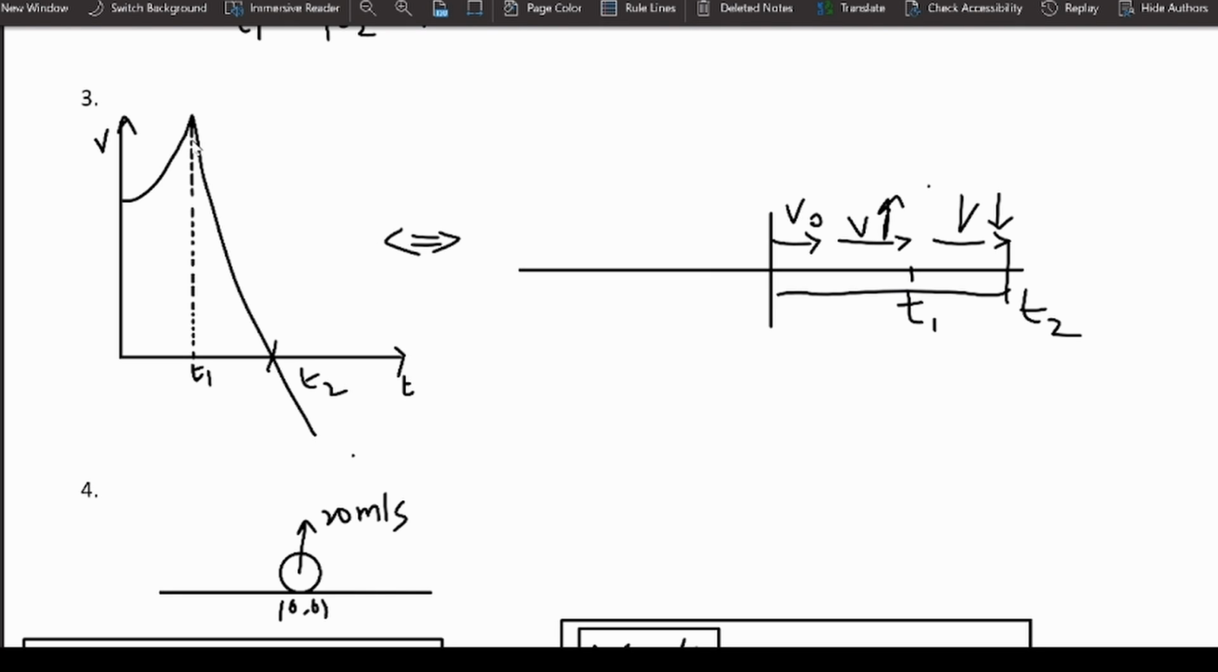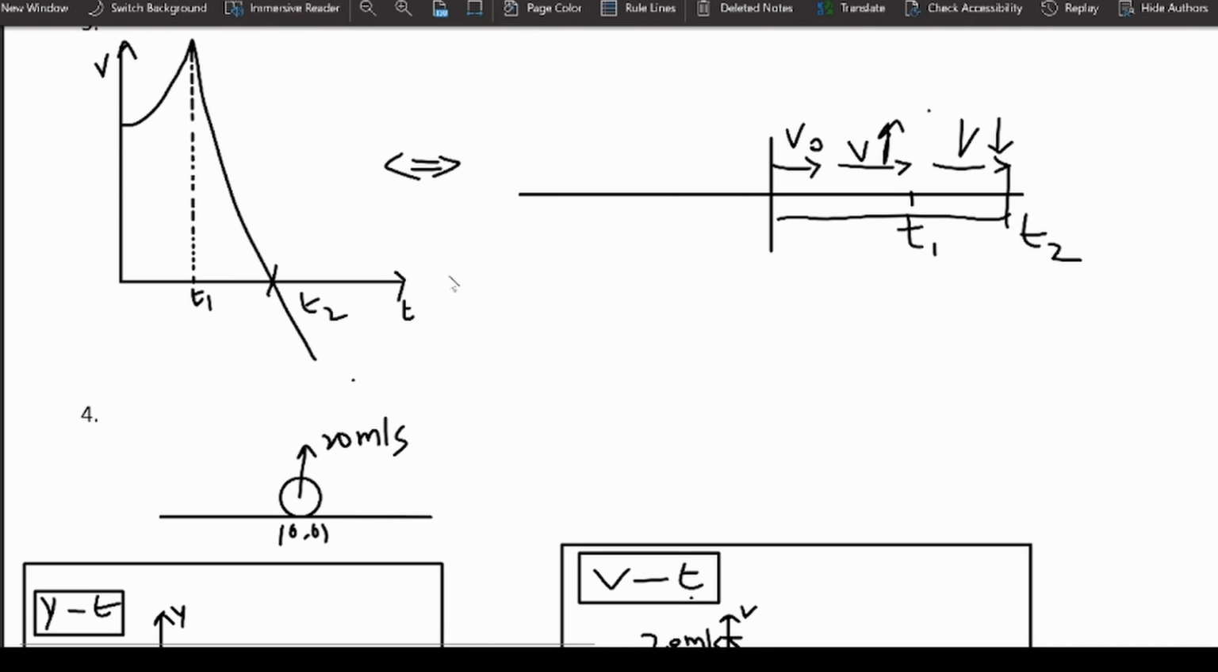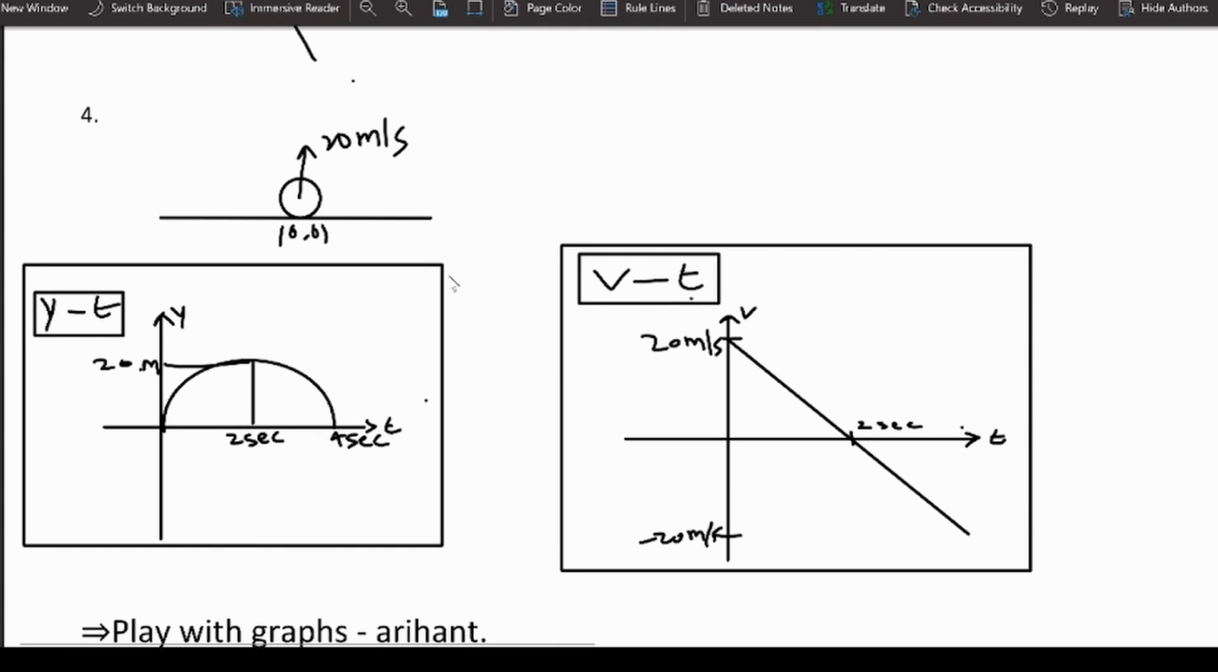And then the velocity increases first, and then it decreases, and it becomes 0 at t2, which means it is taking a turn, because velocity is 0. It is taking a turn at this point, and then it is again going on in negative t, right? And now let's check how to convert a situation into a graph.